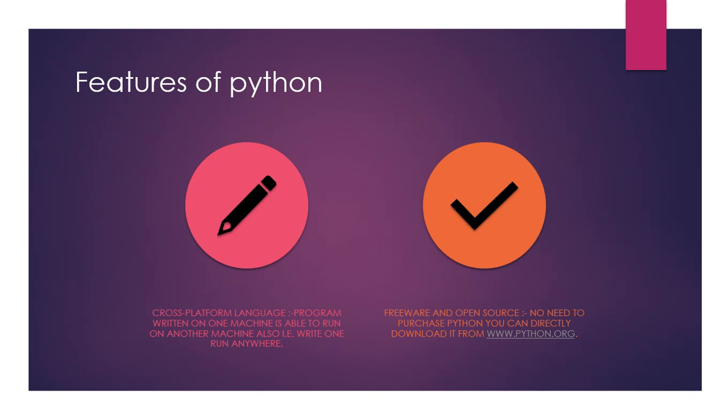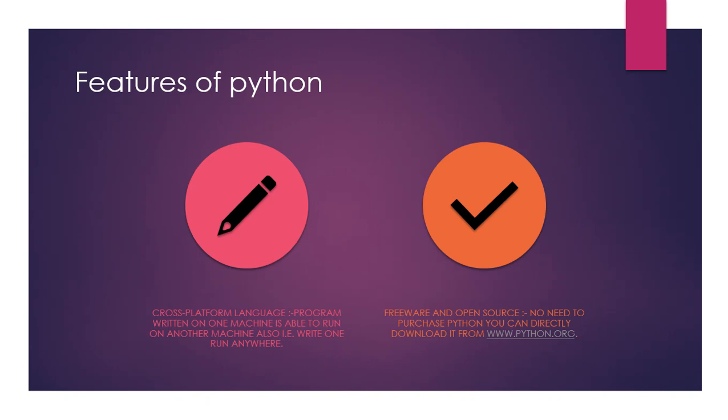The other feature of Python, friends, is that it is freeware and open source. What is the meaning of freeware? Freeware means there is no need to purchase a license. You can just visit its official website and download the software. In some cases you have to purchase a license, like with Microsoft products, but there is no need to purchase a license in the case of Python.